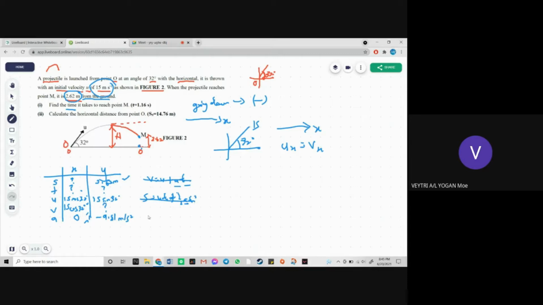Next. S equals to 1 over 2 (U plus V)T. Okay. Ini mungkin boleh cari, tapi you tak ada T, you tak ada S. Macam mana nak cari? You can't do it. V square equals to U square plus 2AS. Your A, you nak cari apa sekarang? T. You have A, S, U, V. Tak ada T kat sini, so you can drop it.